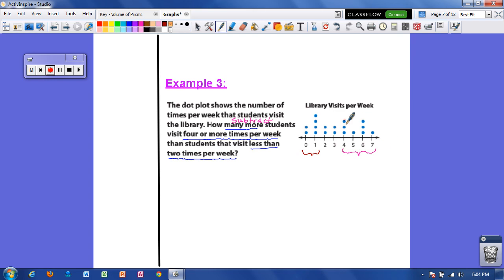So for 4 or more times, I have 1, 2, 3, 4, 5, 6, 7, 8. 8 students visited 4 or more times. And then less than 2 times would be 1, 2, 3, 4, 5, 6 students. So I want to know how many more visited here than here. So I am simply going to take 8 minus 6. So 2 more students visited 4 or more times per week.